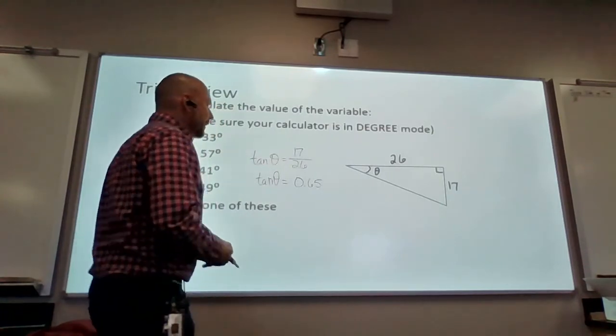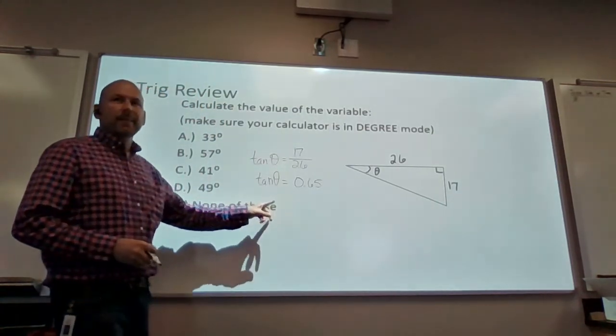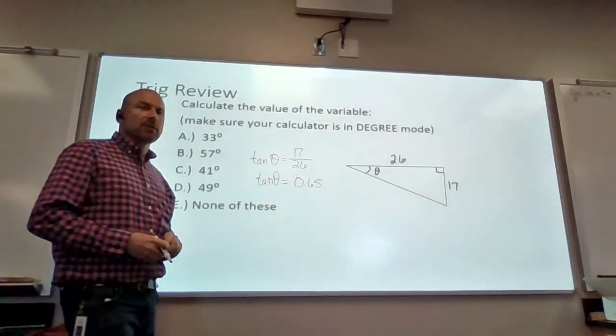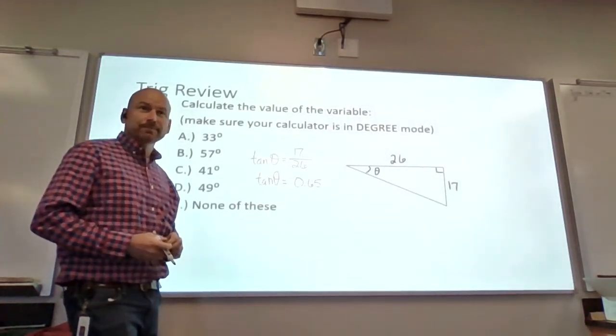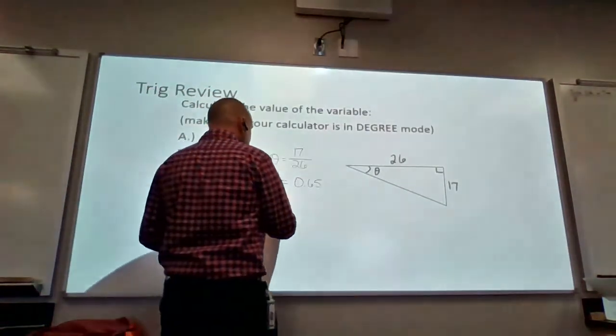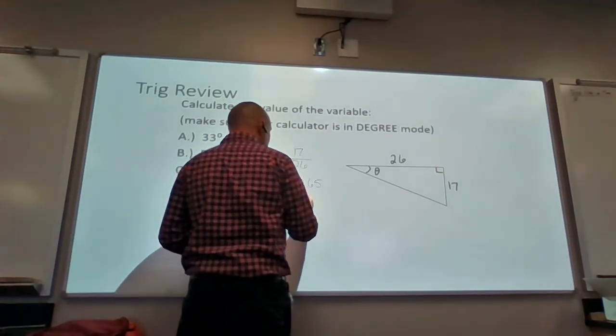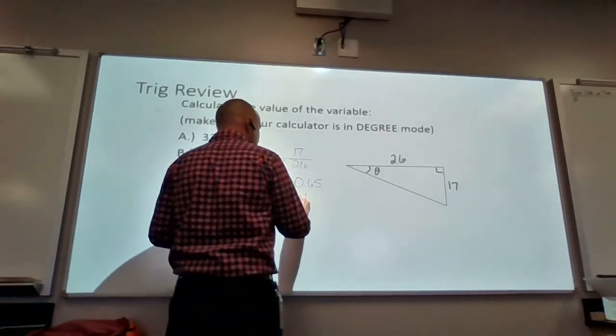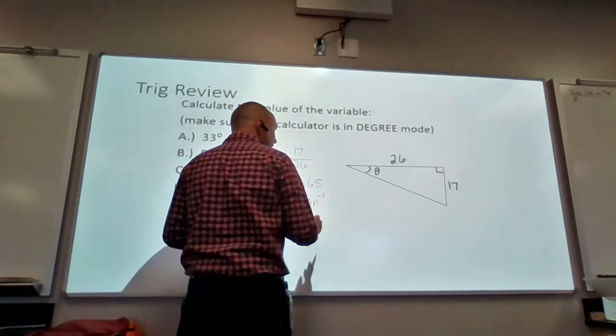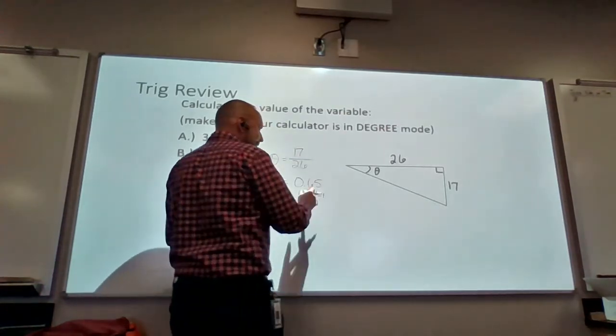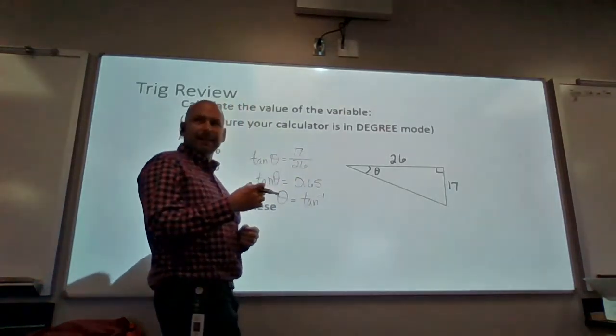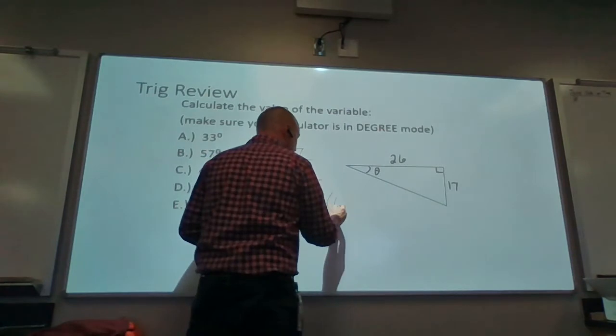No. We got to get theta by itself. To get theta by itself, we do something called arctan or inverse tan. That is found by hitting second and then the tan button, or shift and then the tan button.